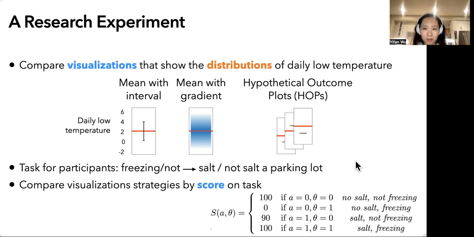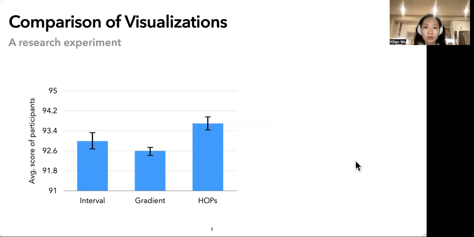This score is telling the participants a good decision is to not salt the parking lot and the weather is not freezing, or to salt the parking lot and the weather is freezing, and they get a score of 100. A bad action is not to salt the parking lot and the weather is freezing, and they get a score of 0. A middle action is to salt the parking lot, but the weather is not freezing. They get a 90. So the visualization strategies are compared by the average payoff of participants on this decision task. Notice that this is not accuracy. This is the payoff that can translate to real payments after experiments.